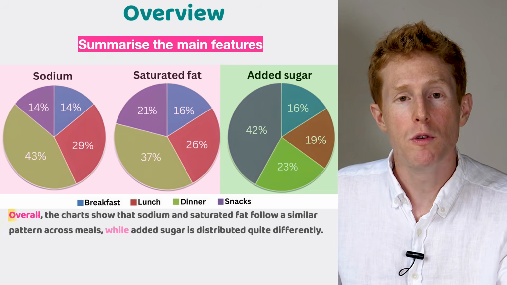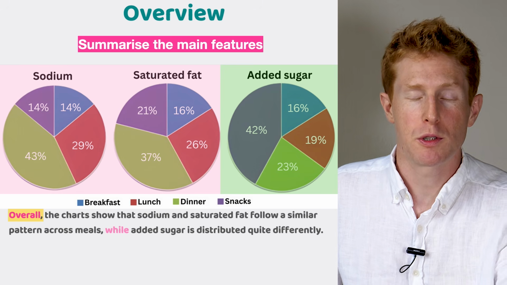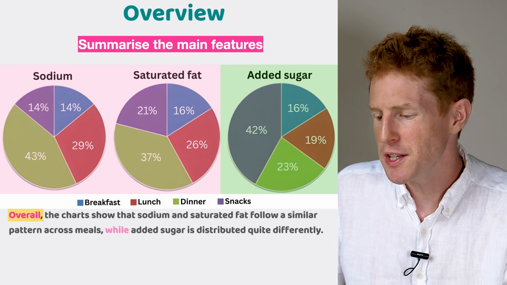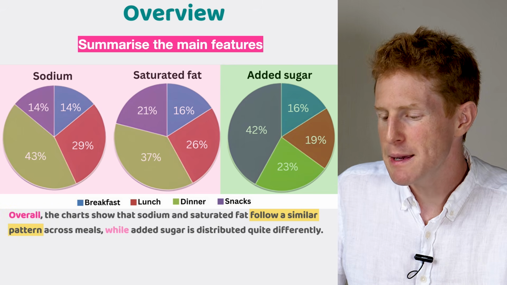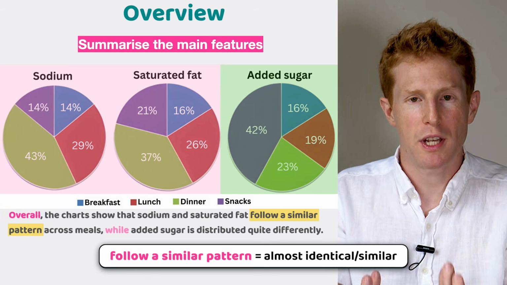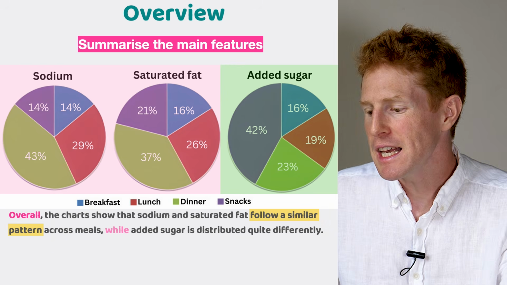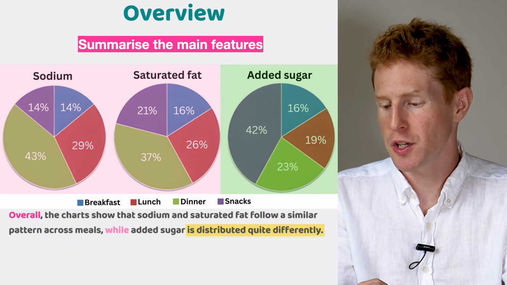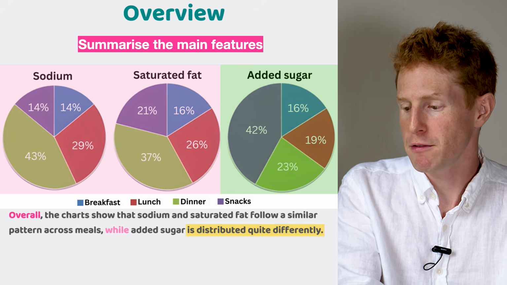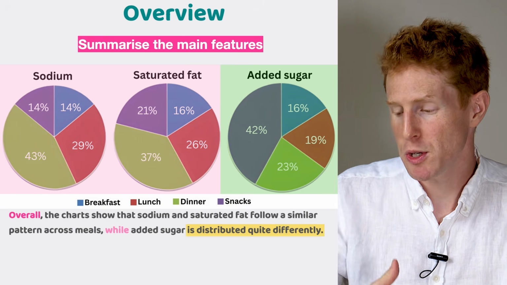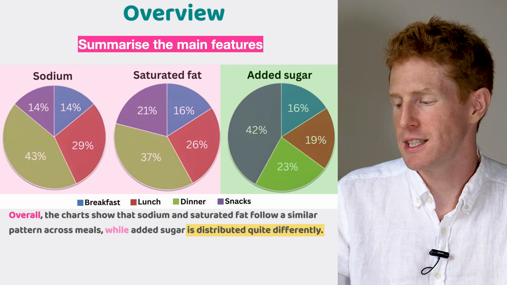Okay, let me point out some parts of this overview. I've started with overall. I always start with overall to make it very clear to the examiner that I've got an overview. I have this nice phrase, follow a similar pattern. That's useful vocabulary to say that it's almost identical or that it's similar. Is distributed quite differently. Now I'm contrasting it with added sugar. I'm saying sodium and saturated fat follow a similar pattern, but added sugar is distributed, is organized quite differently.